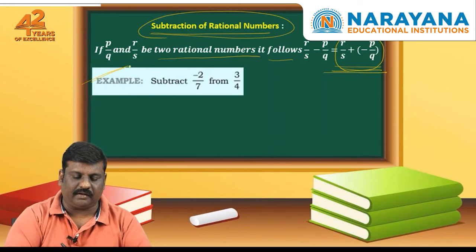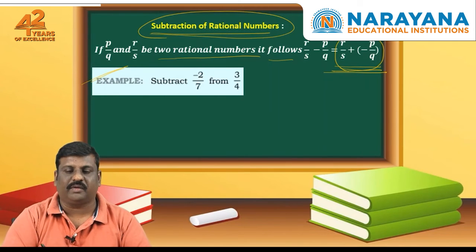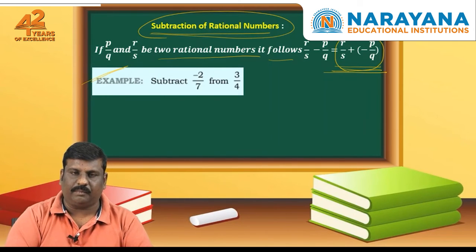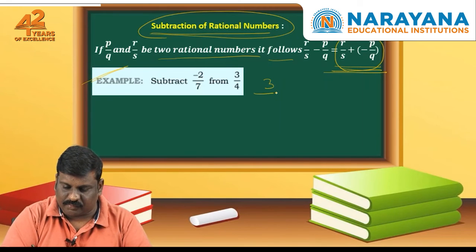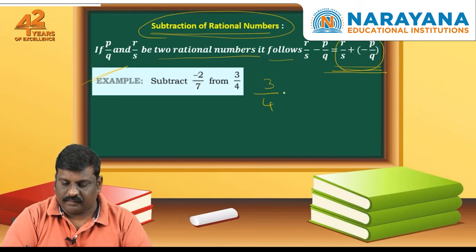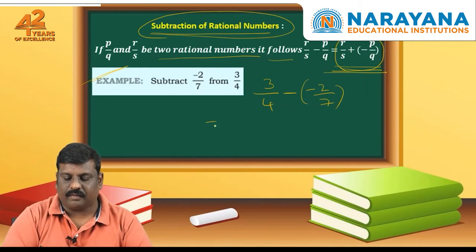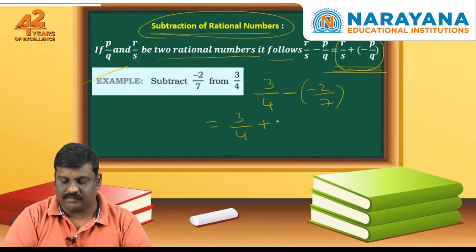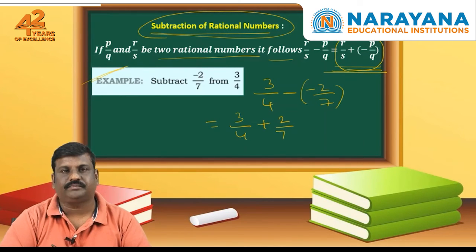So take an example here now. Example is subtract minus 2 by 7 from 3 by 4. From means you can write 3 by 4 in the first place. What to do now? Subtract. That means the symbol is minus. What is the given fraction for us? Minus 2 by 7. So minus of minus 2 by 7. Right now. Okay. Now 3 upon 4 minus into minus, plus 2 upon 7.